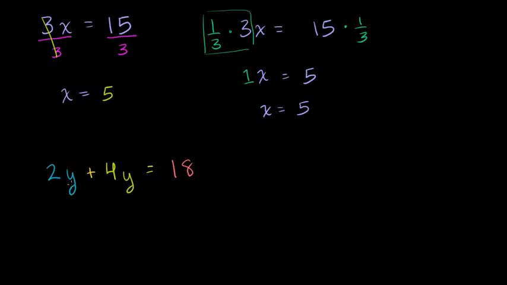You could try them. I say, well, if y was 1, it would be 2 times 1 plus 4 times 1. Well, that doesn't work. But let's think about how to do it systematically. You could keep guessing, and you might eventually get the answer. But how do you do this systematically?